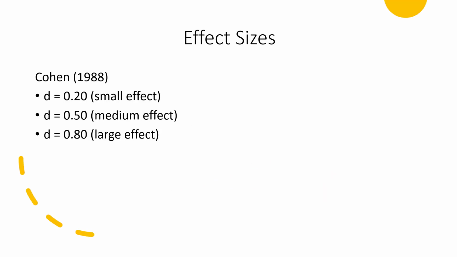You can also additionally calculate the effect size, such as Cohen's d, to show how large the effect size of your intervention is. Generally, 0.2 indicates a small effect, 0.5 indicates a medium effect, and 0.8 indicates a large effect.